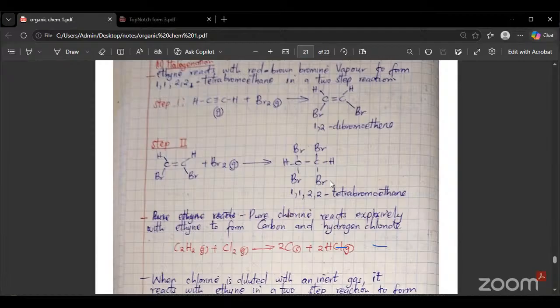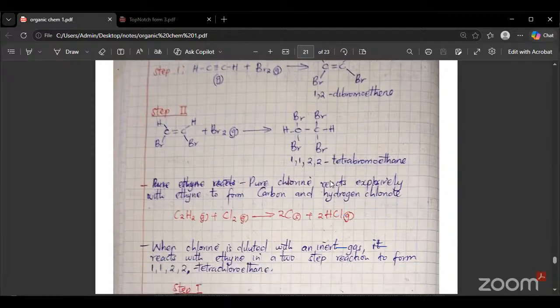Now, if we were to use fluorine, it would be very explosive. So it reacts to form HCl and carbon. And this one is a very special type of reaction, a very special reaction which people normally forget in an exam. So it is very special. Please do not forget. And they will tell you it is pure chlorine.